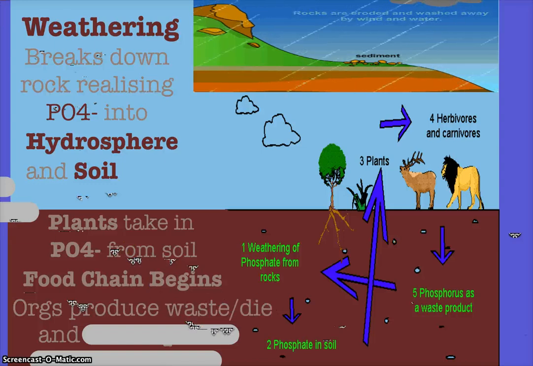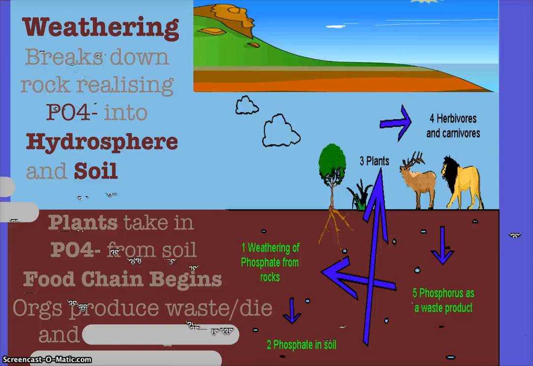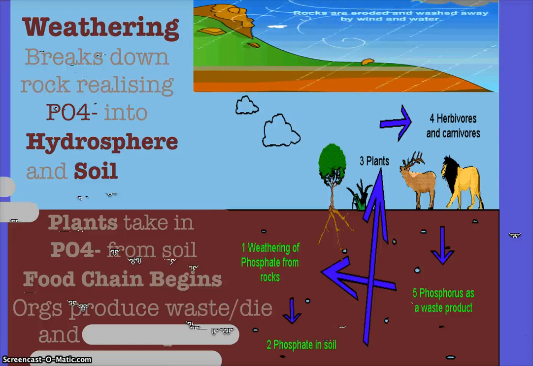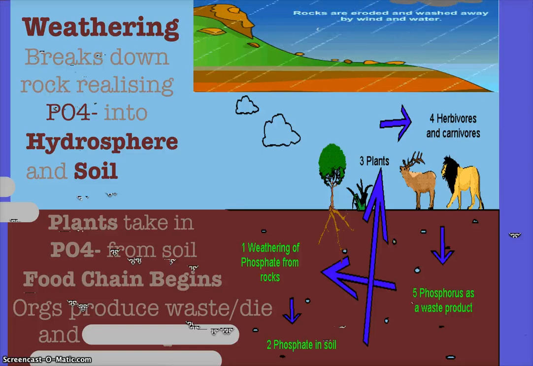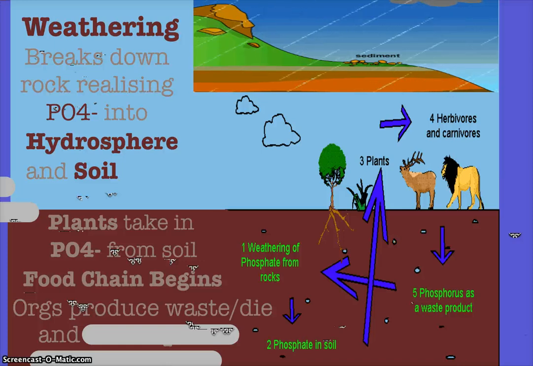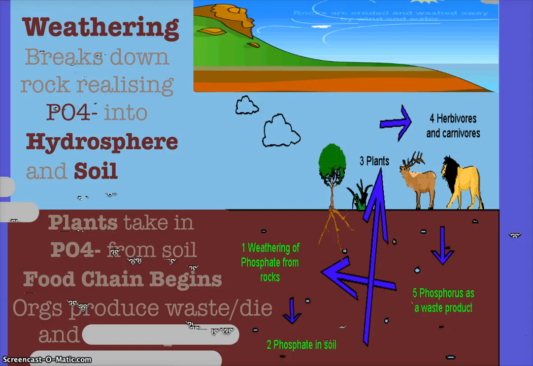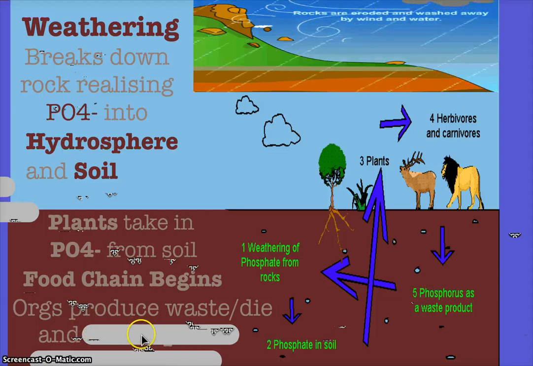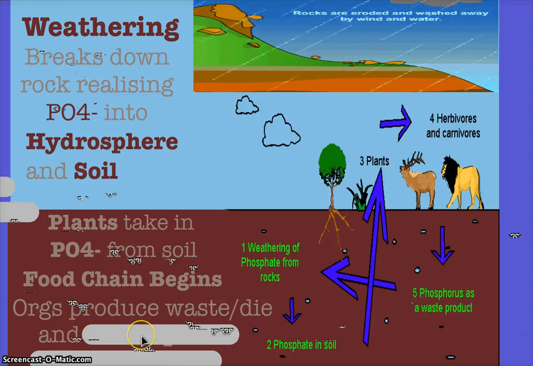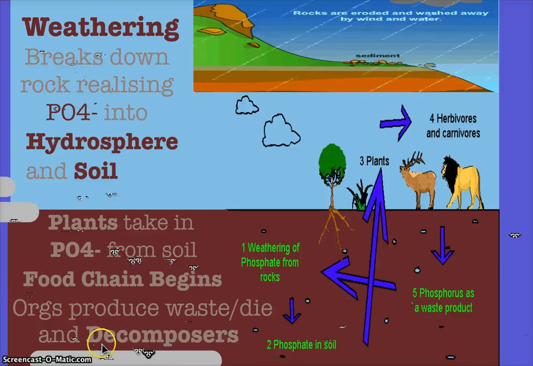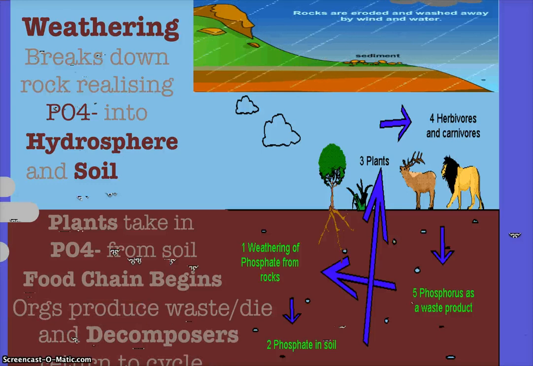And then if an organism dies or excretes waste, so you're going to have your rock, your wind, your water, phosphate goes into the soil. It goes up to the plant. An animal eats the plant. An animal excretes waste or flips over and dies. And then what's going to happen next? What always happens when an organism dies? Good. Decomposers break down the phosphate and it goes right back in the cycle. You're done.